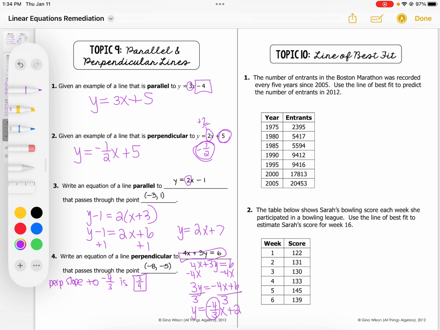I'm going to put my final answer in point-slope form for this one. Y plus 5, because this is the point it has to pass through, y plus 5 equals 3/4 times x plus 8 would be our final answer, and we could call it done right now. If it wanted you to put it in slope-intercept form, you know the deal. You would just solve it for y.